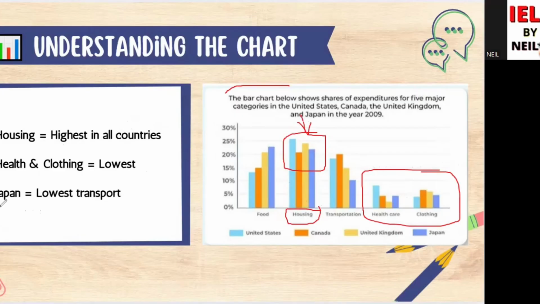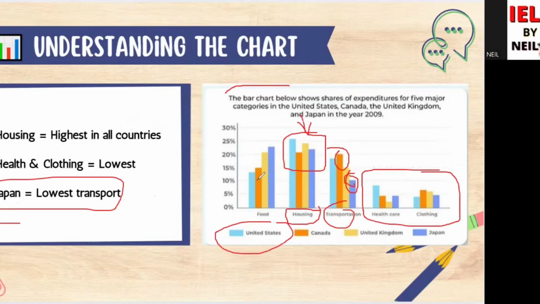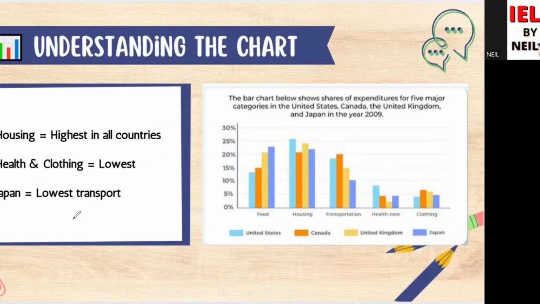If we talk specifically about a country, for example, we can say Japan spent the lowest on transportation. So this is transportation, and Japan spends the lowest. Or you can say Canada spends the highest. Or we can say the United States spent the lowest on food. So you can go specifically country-wise, or you can go category-wise like this one here. What we need to do is be aware of such main features, because those main features are required in our overall statement.